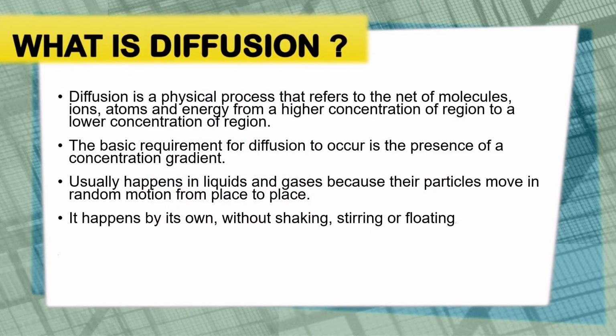Diffusion is a physical process that refers to the net movement of molecules, ions, atoms, and energy from a higher concentration region to a lower concentration region. Diffusion can only happen if a concentration gradient is present. It usually happens in liquid and gas, as their particles move in random motion from place to place. Diffusion can happen on its own without having to be shaken or stirred.